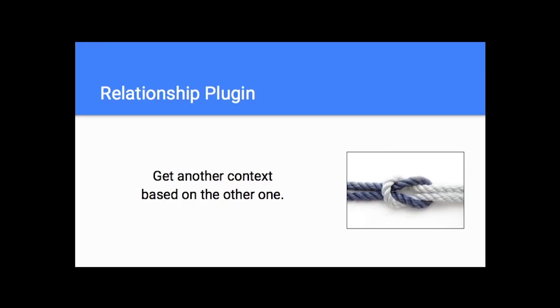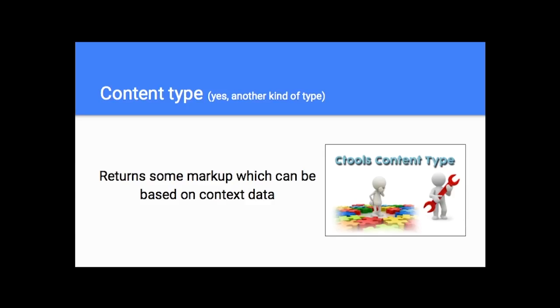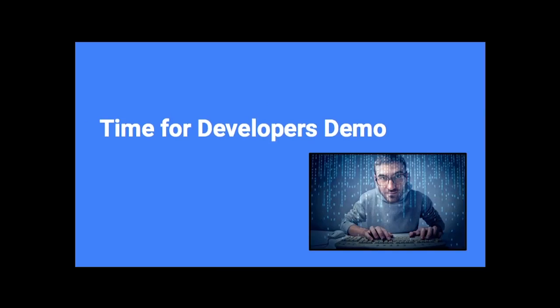There is also the relationship plugin. The relationship plugin is similar to the context plugin. What it does is fetch another context from the context which is given. So it's like what I've shown, fetching the stock from the reference from the product. And we have a content type plugin, which is a very nice one for just showing markup based on context data or just regular markup. And yeah, time for the developer demo.